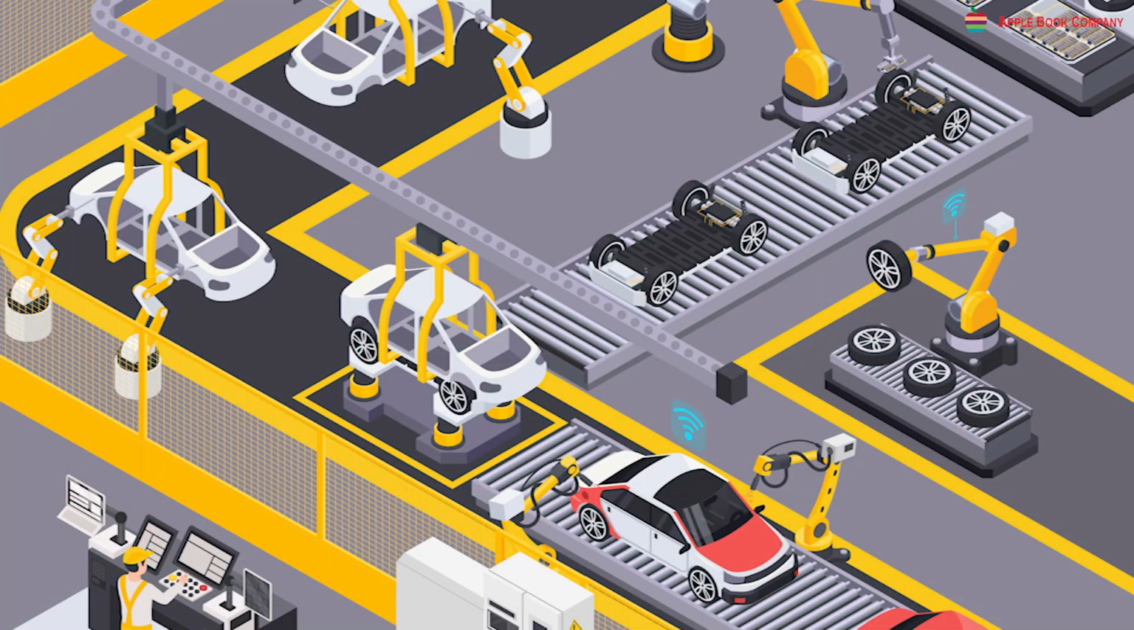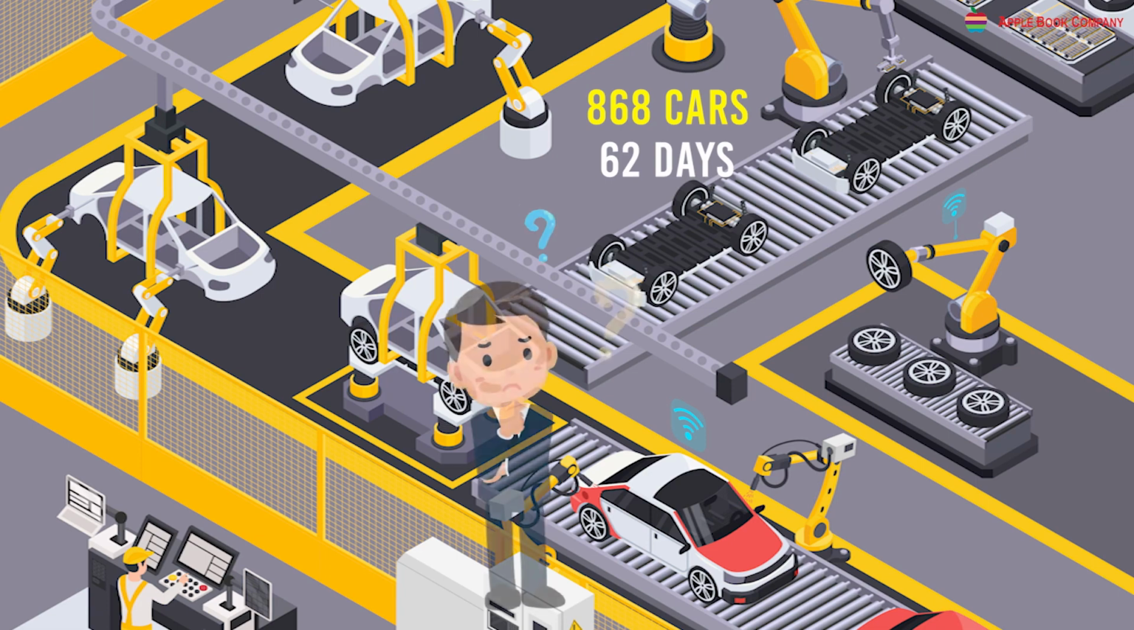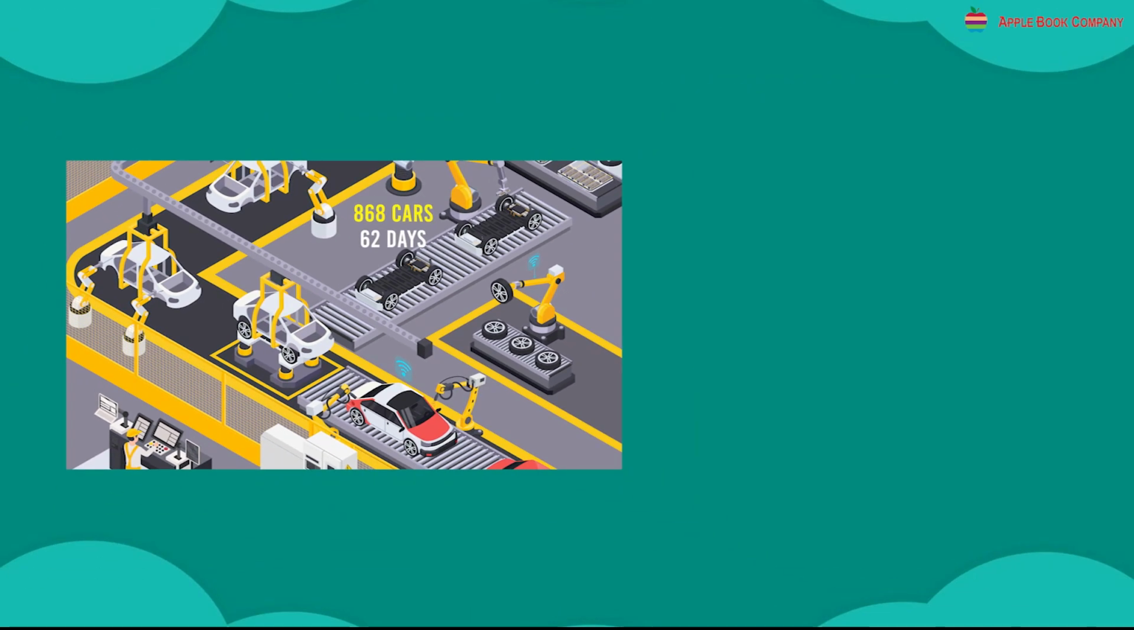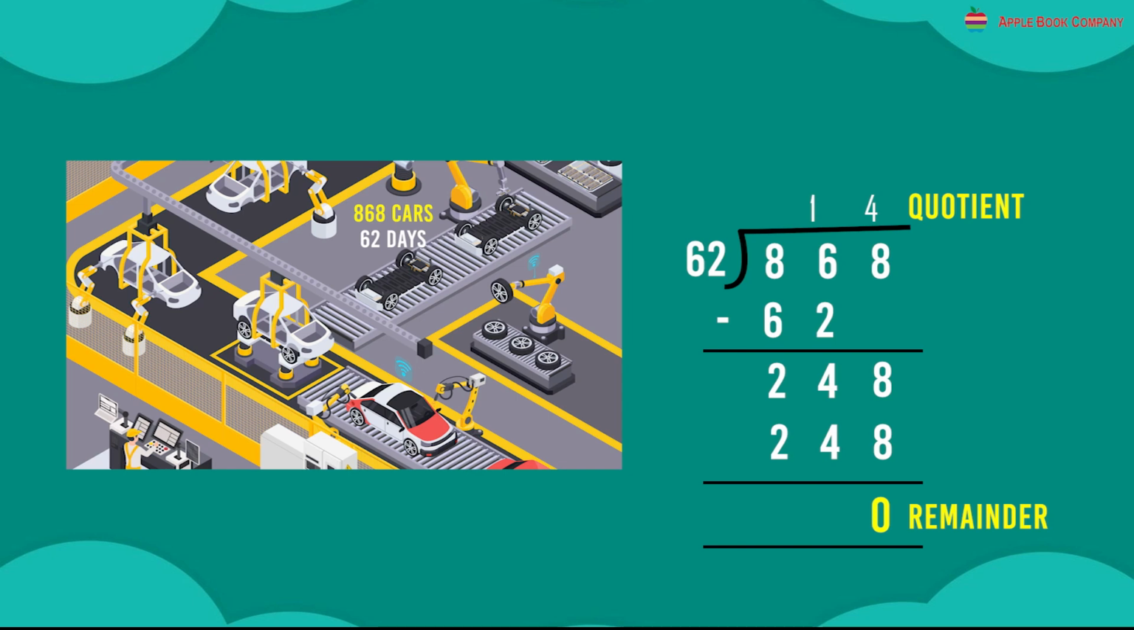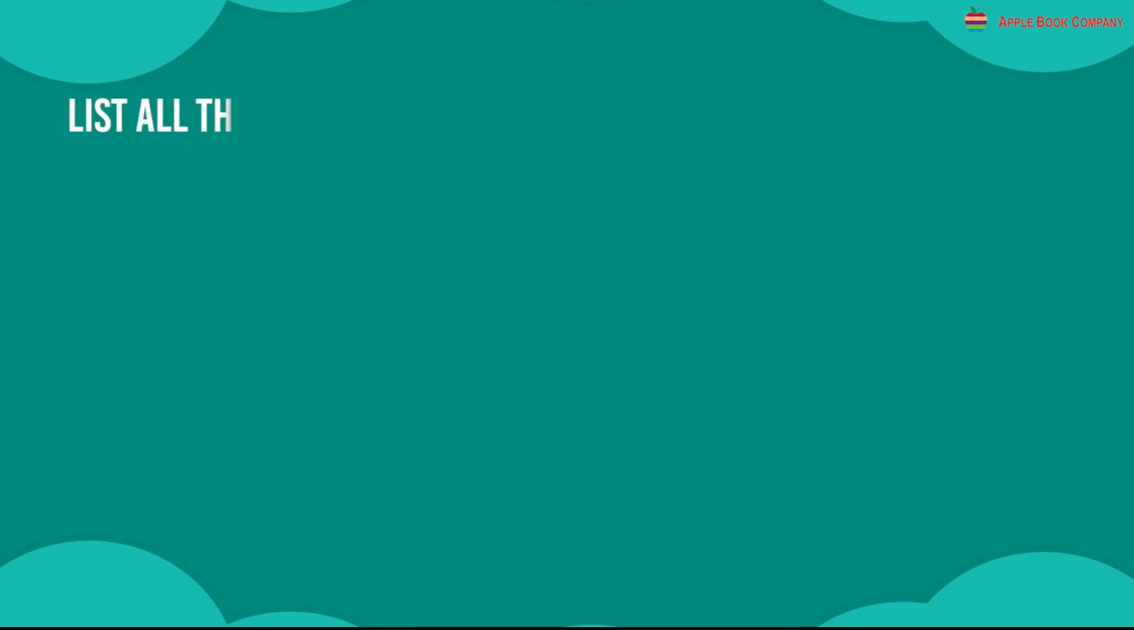An automobile factory produces 868 cars in 62 days. How many cars are produced in a day? So, number of cars produced in a day will be 868 divided by 62. Please do the division and find the answer. List all the factors of the given numbers.